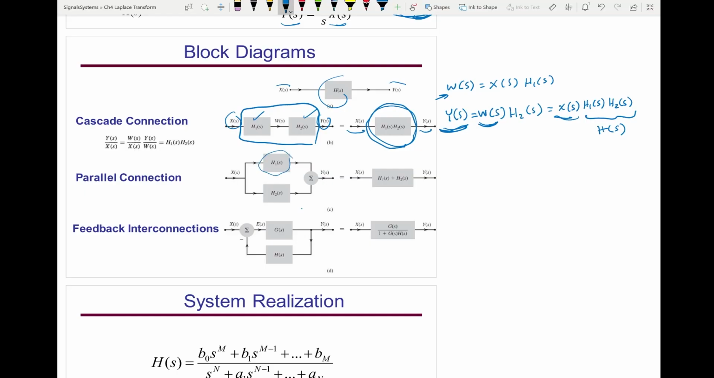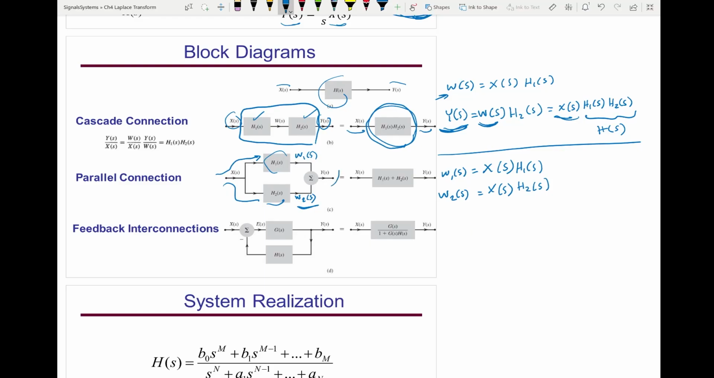So if I want to find the total system here, two subsystems connected in parallel, then again the equation will be, let's call this here w1 of s, and let's call this branch w2 of s. In this case, w1 of s will be the input x of s times the transfer function h1 of s. Now this output w2 of s will be the input x of s times this transfer function h2 of s.